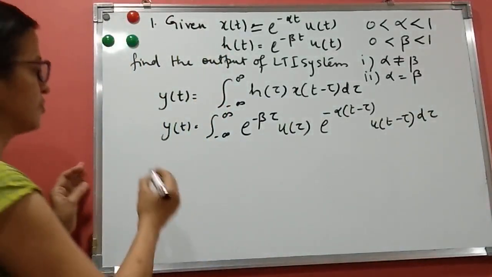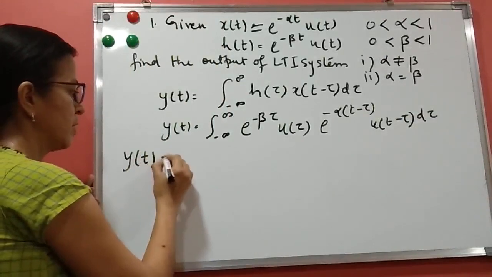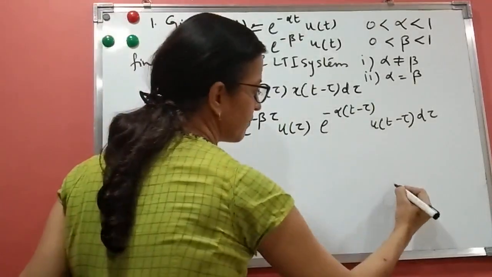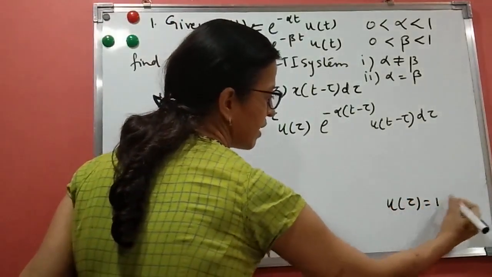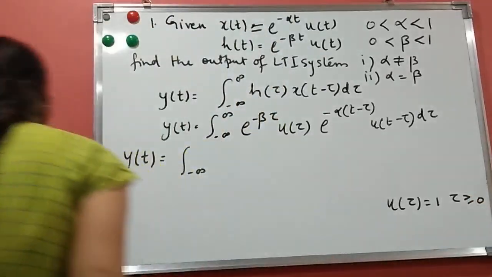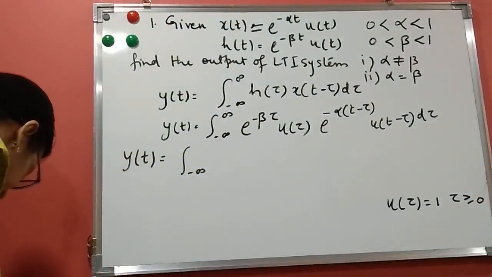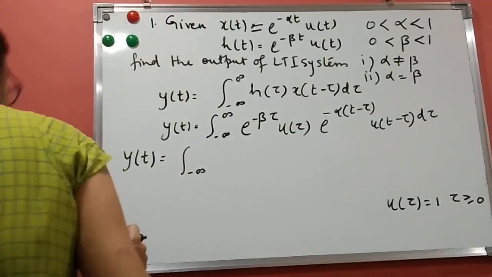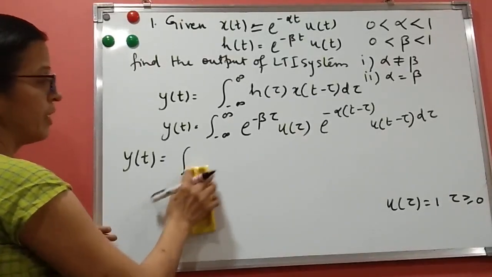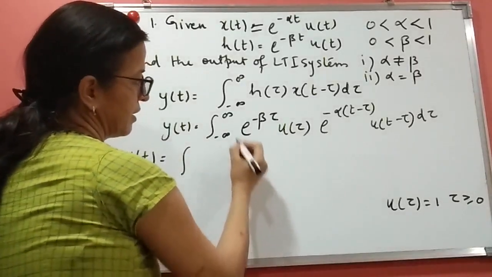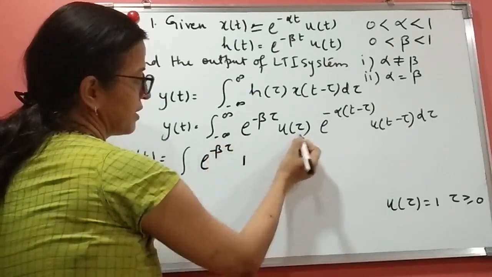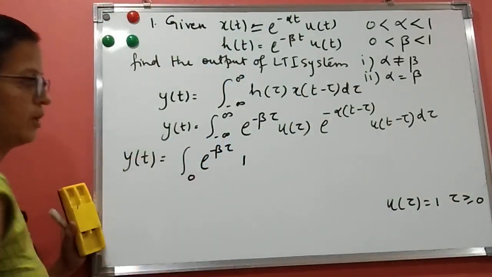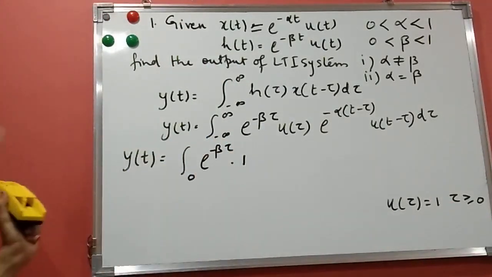Now we have to see the limits here. What will be the limits? We have to look at u of tau. The unit step signal u of tau is 1 for tau greater than or equal to 0. So we write u of tau as 1, and the term is e raised to minus beta tau. But then tau has to be greater than 0, so the lower limit will be 0.